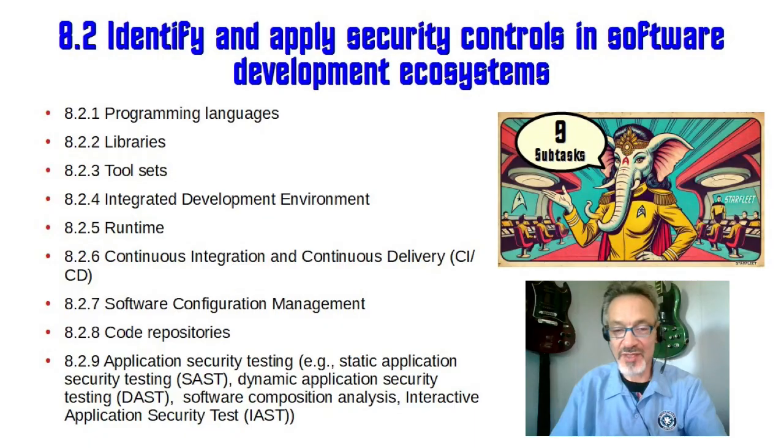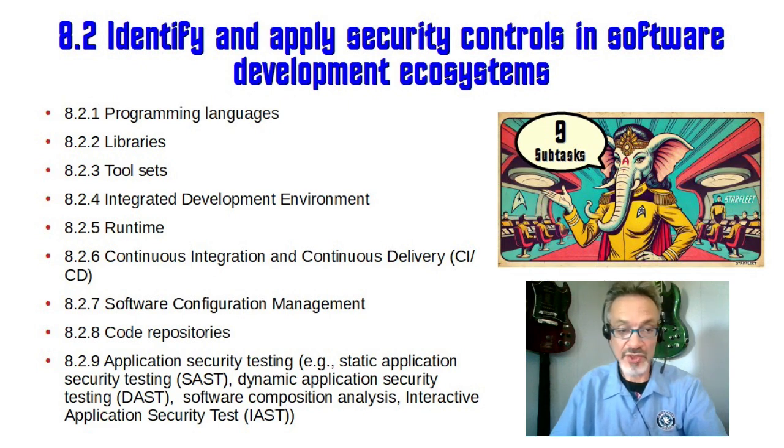Alright, this task has 9 subtasks. We're going to be covering programming languages, where we discuss how to choose secure programming languages based on project requirements and the importance of secure coding standards. 2. Libraries. This subtask focuses on the importance of using trusted libraries, regularly updating them and conducting security assessments before integrating them into your project. Tool sets. Here we look at the comprehensive development tools you should use, including IDEs, version control systems, and testing frameworks with a focus on security.